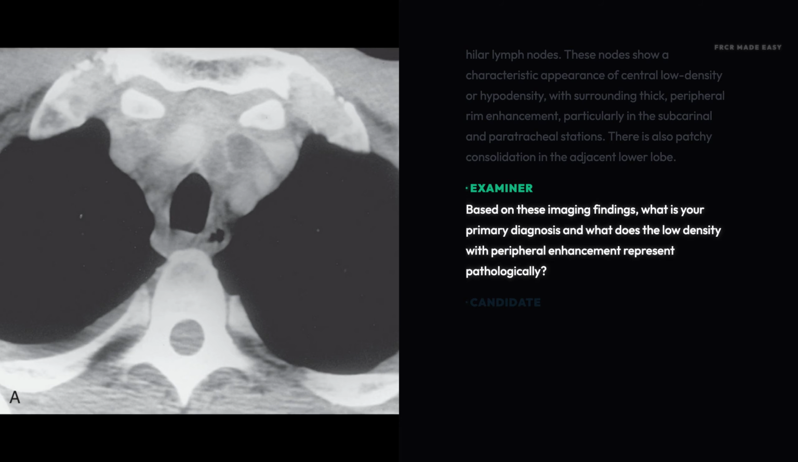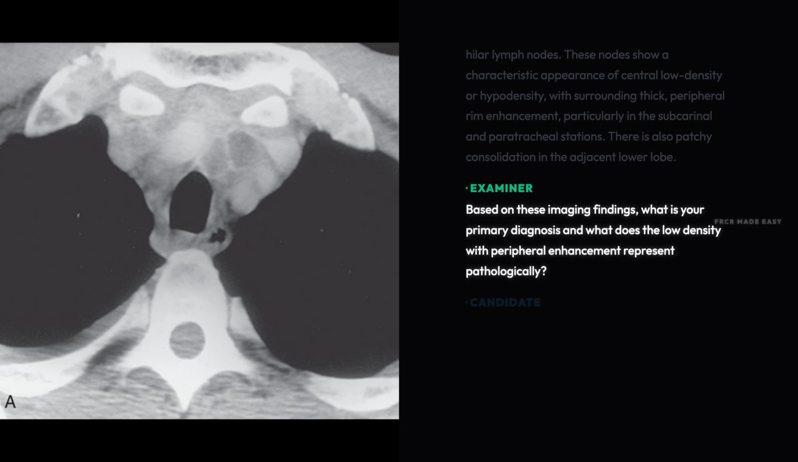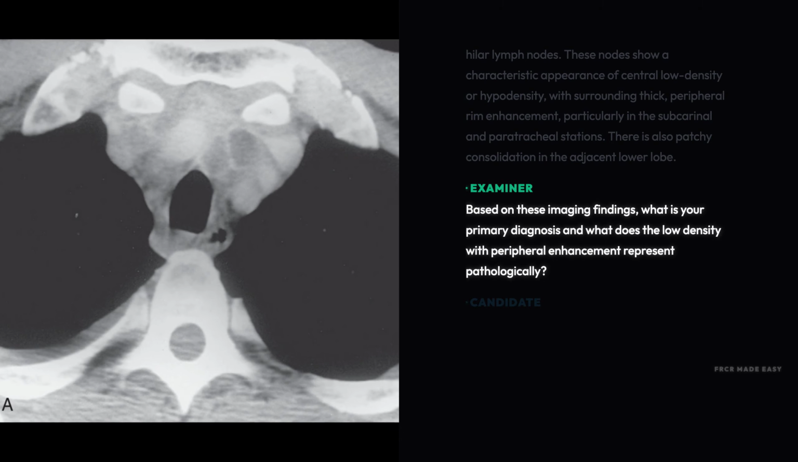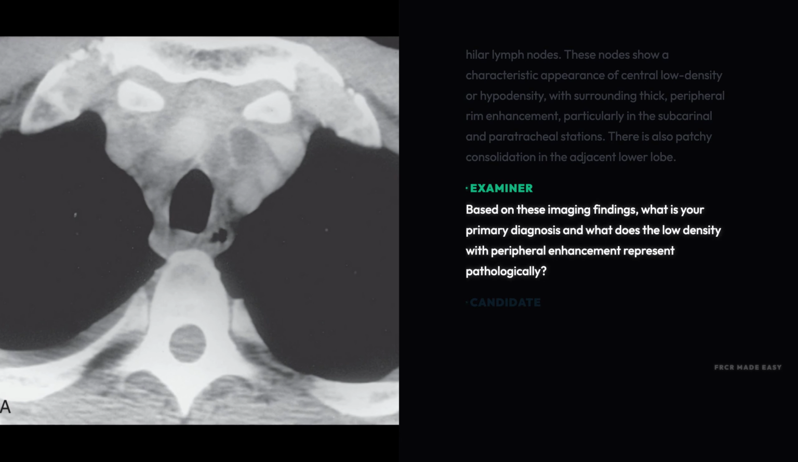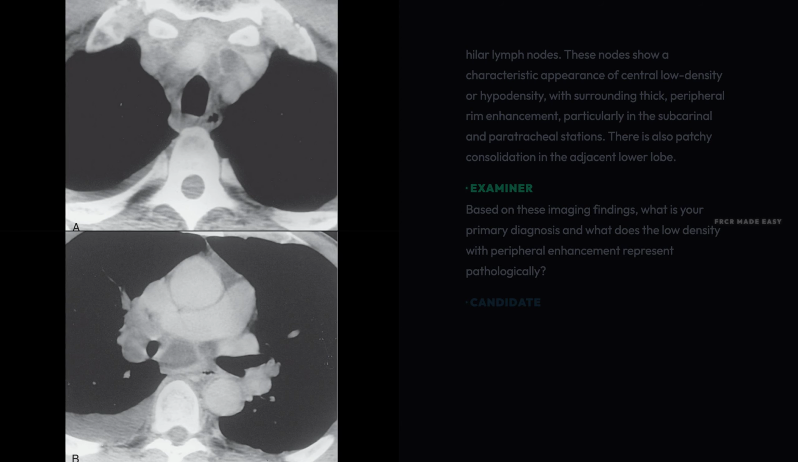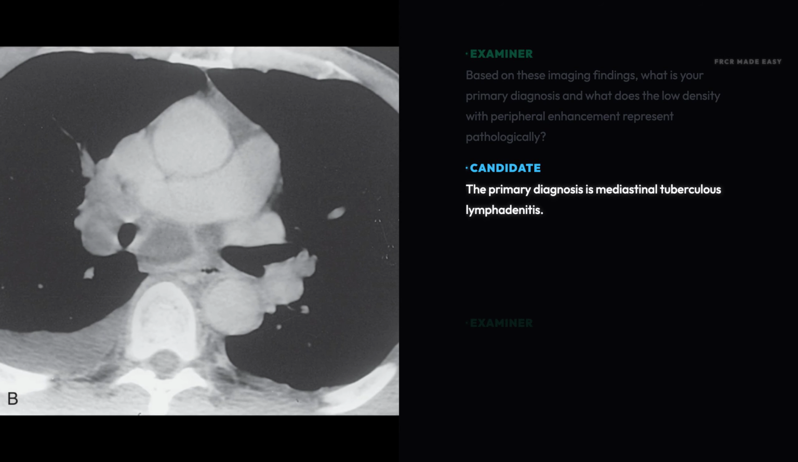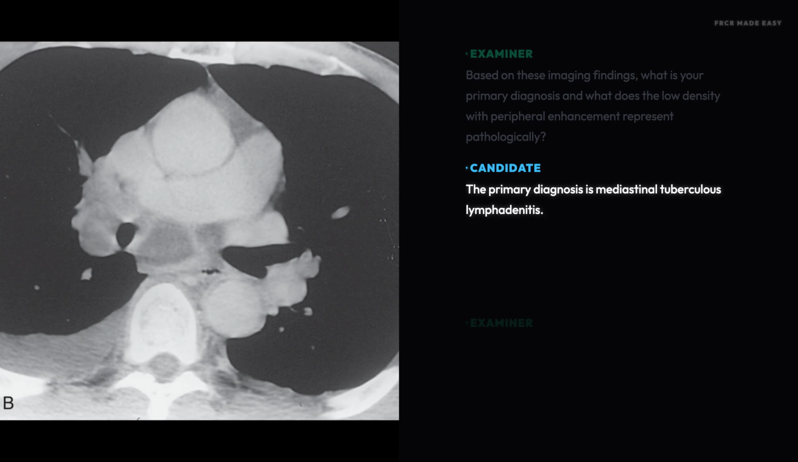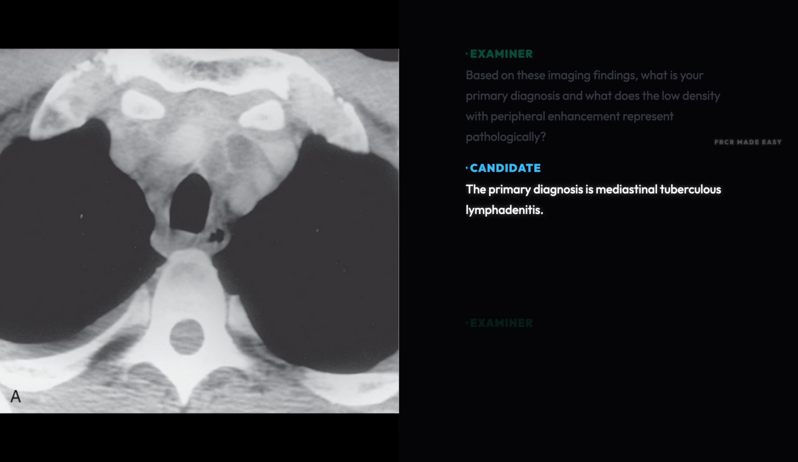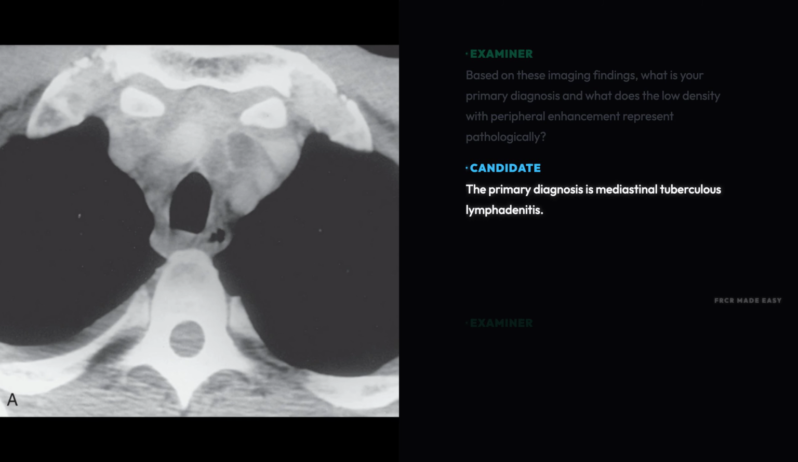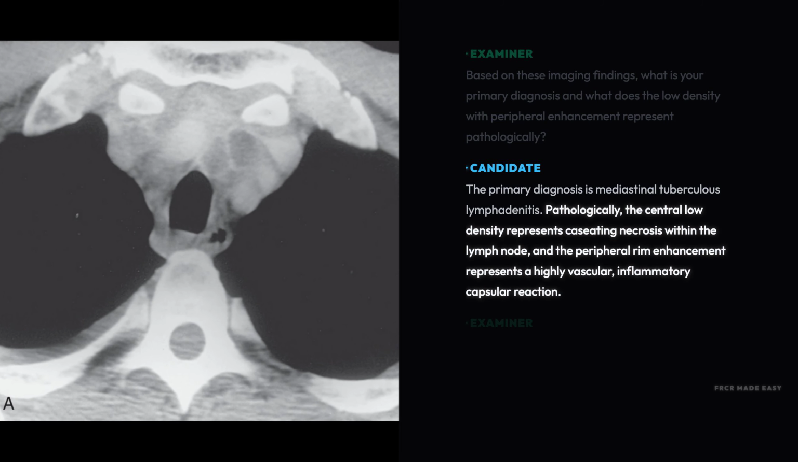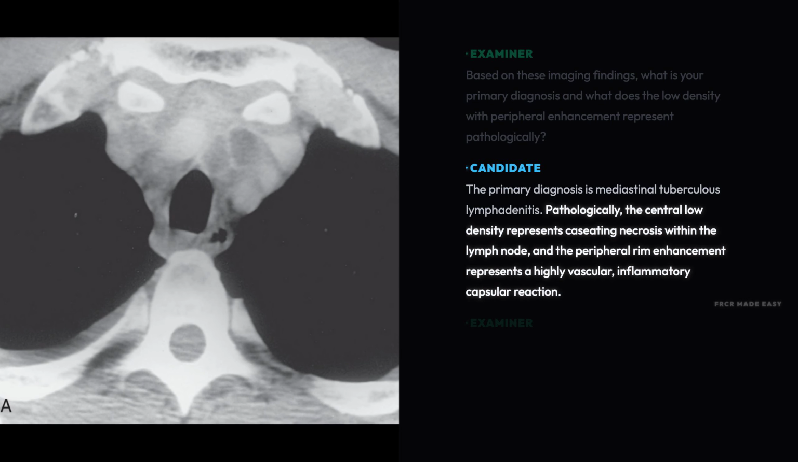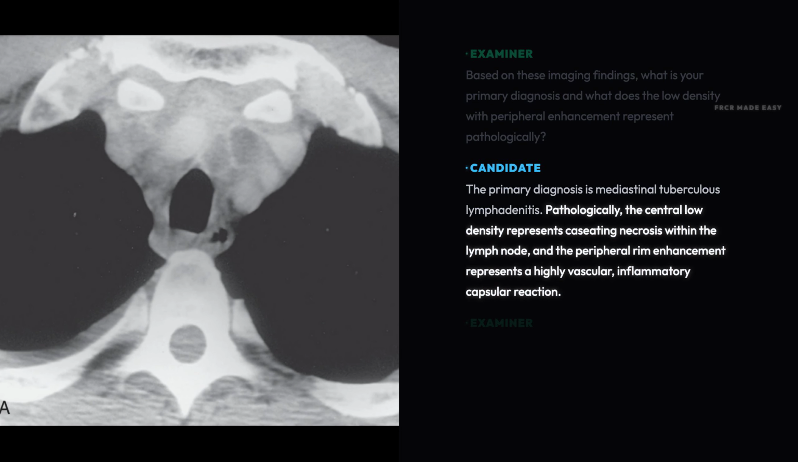Based on these imaging findings, what is your primary diagnosis and what does the low density with peripheral enhancement represent pathologically? The primary diagnosis is mediastinal tuberculous lymphadenitis. Pathologically, the central low density represents caseating necrosis within the lymph node, and the peripheral rim enhancement represents a highly vascular, inflammatory capsular reaction.